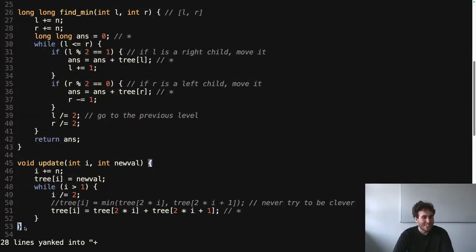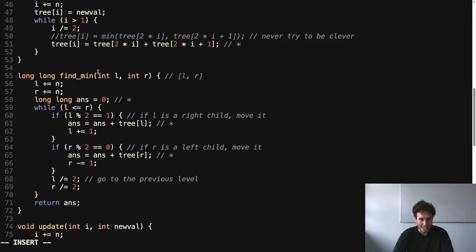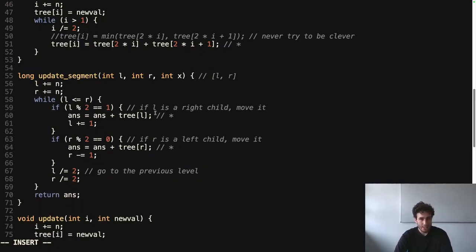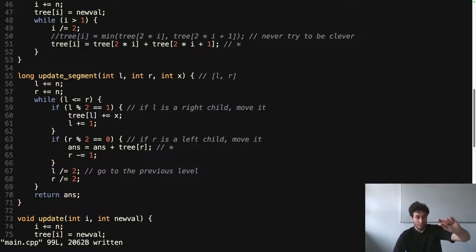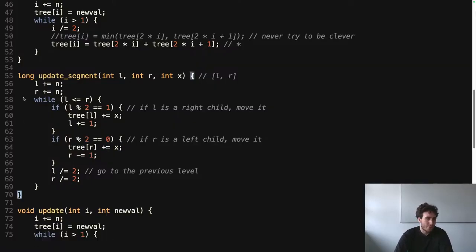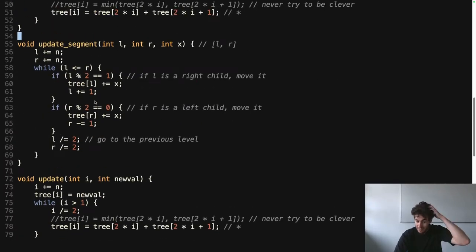Let me copy this. So this is now going to be update segment from left to right, and I'm adding a value x, right? So what am I going to do? I'm going to start my descent, and for every tree L, I need to add x here. So I decompose my segment into a logarithmic number of segments, and for each one of them, I add x. So tree R plus equal x. And then I don't return anything because it's an update function.